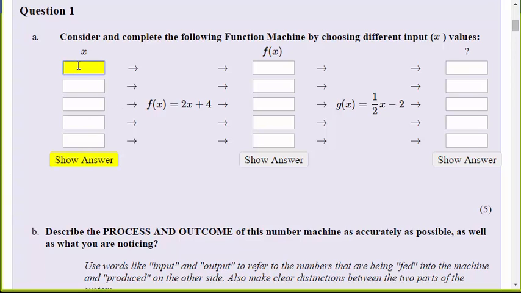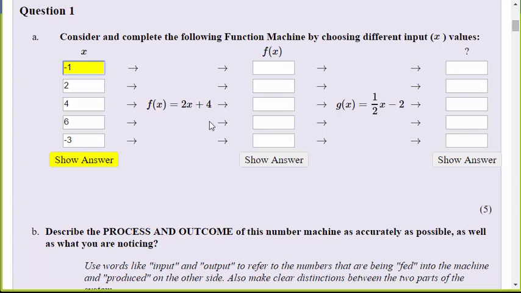Give me a number. -1. Gulani? I see 2. Kudzwa? 4. Paulina? 6. And Cassandra? -3. So notice now, this is called a function machine. And what we do in a function machine is we take the number that is put in, and then we substitute that number into the function.